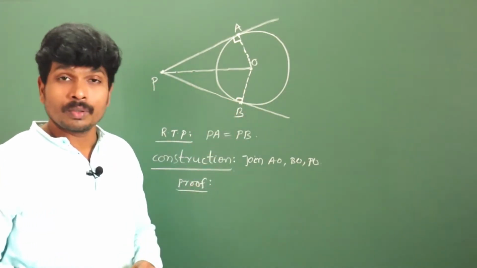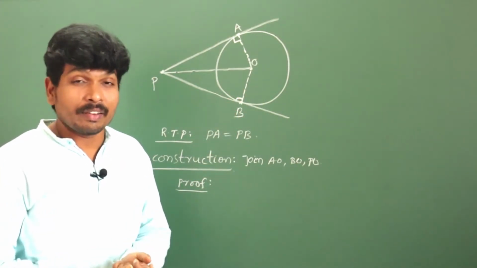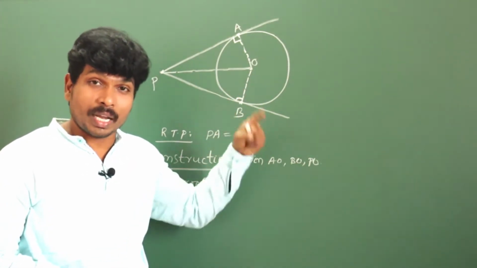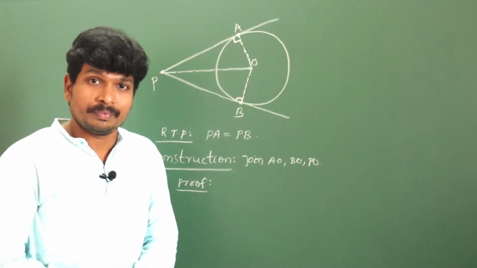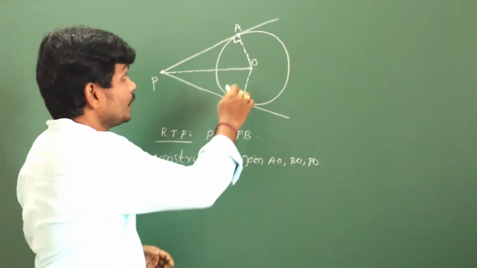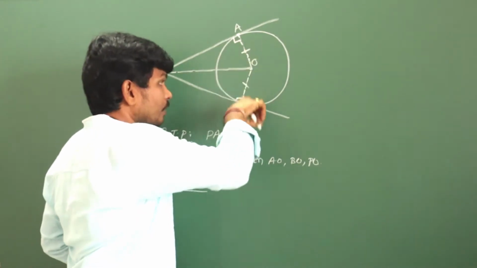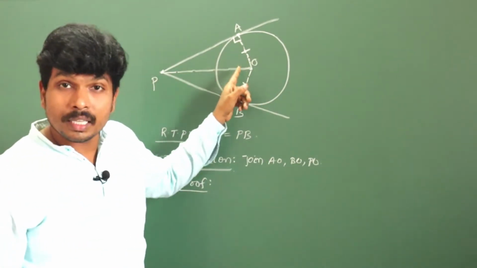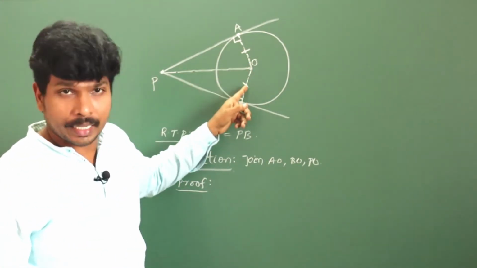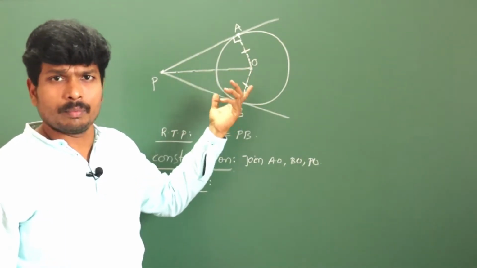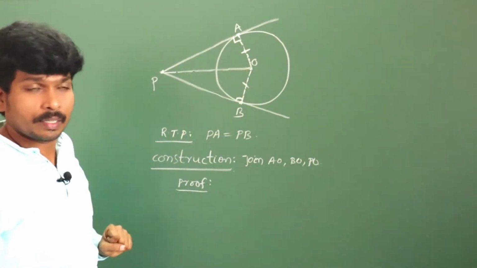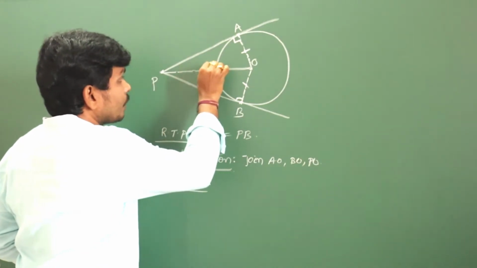And again observe, any sides are equal? Even sides are equal in both triangles. Observe these two sides. This side is equal to this side, because they are radii. Both are radii. So radius is the same. So that's why these two sides are equal, and it is the common side for both.